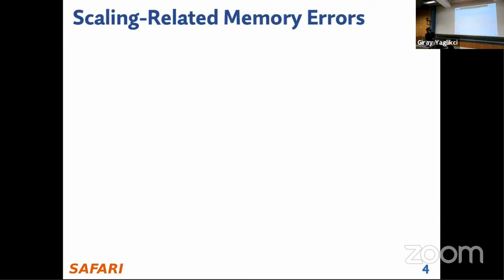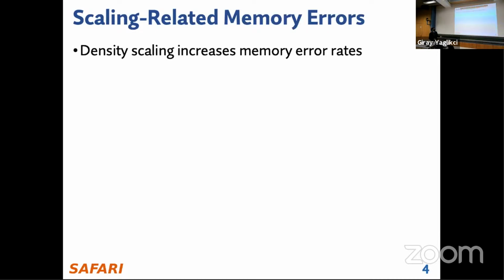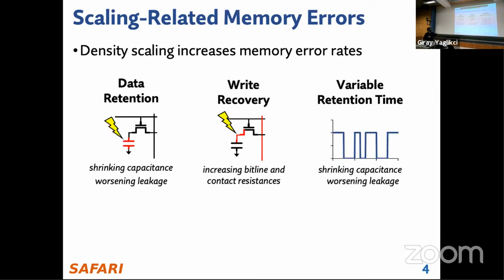So let's talk about, the title is covered up there. Okay, so we'll talk about scaling related memory errors first. So as memory manufacturers continue to scale memory density, this generally increases memory error rates for a variety of different error mechanisms. And so here I show three different error mechanisms that are taken from DRAM. And so the first is data retention, which Hassan introduced in his talk. Essentially, it's charge loss in cell capacitors.